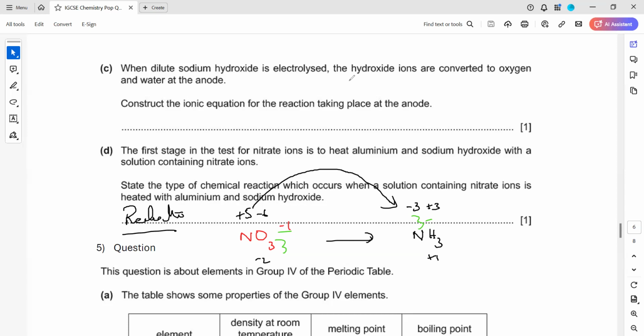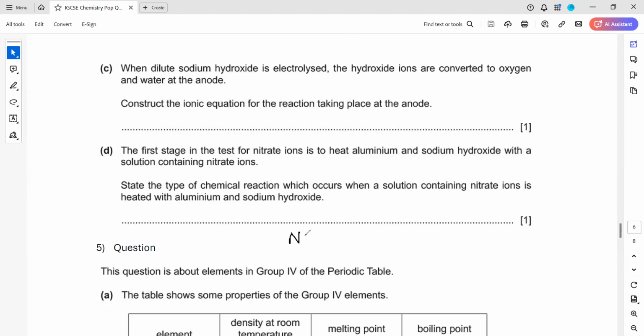How do we identify oxidation numbers? First, we have the nitrate ion. The net charge on this nitrate ion is -1. Each oxygen is -2, so 3 oxygen will be -6. For nitrogen, because the total net charge is -1, it should be +5. So oxidation numbers for non-metals can be positive or negative.